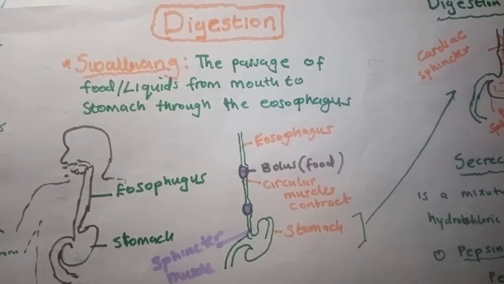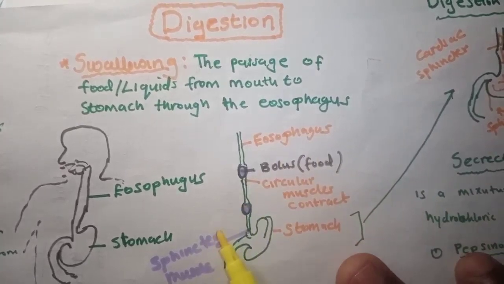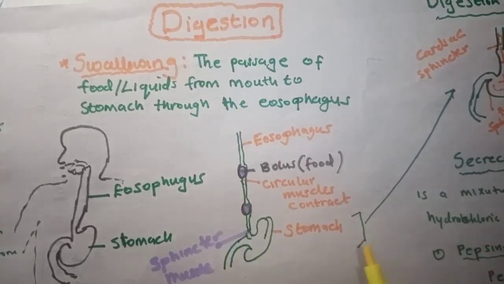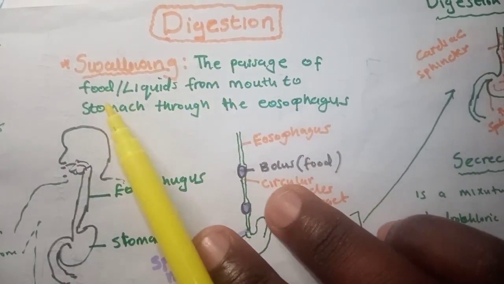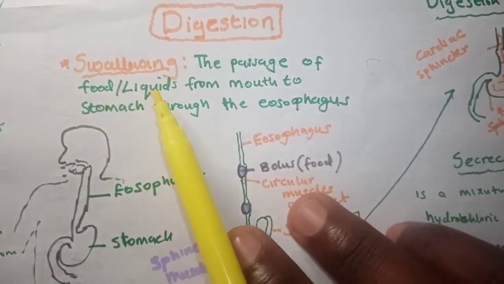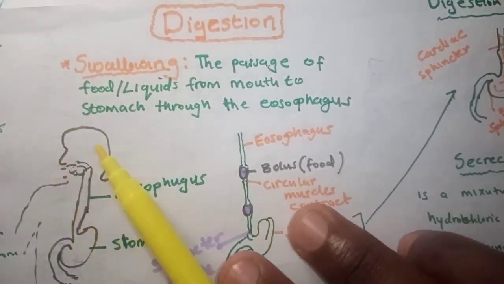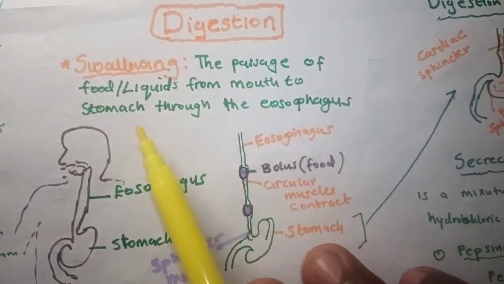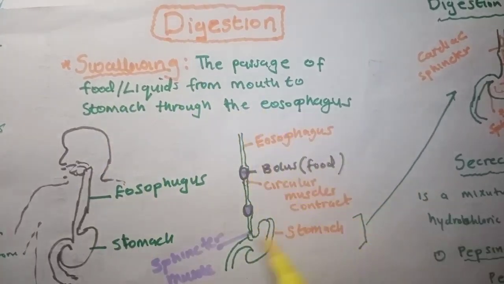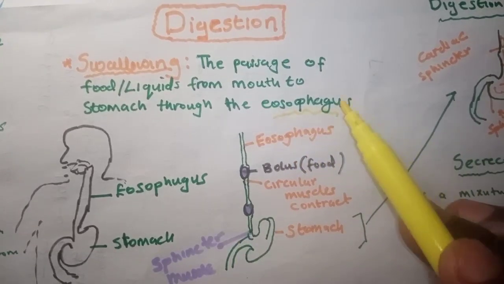Once the food has been physically and chemically digested in the mouth, the tongue rolls the food into a bolus, which we discussed. Now we look at swallowing. Swallowing is simply the passage of food, and even liquids, like water and beverages of all types, from the mouth to the stomach. The food goes through a long tube that we call the esophagus.